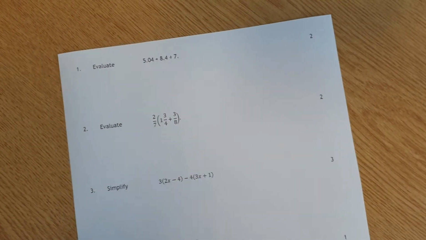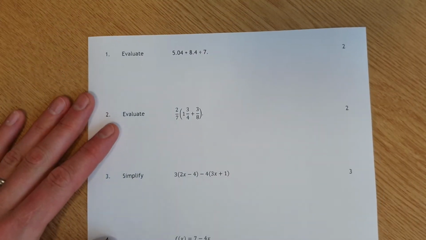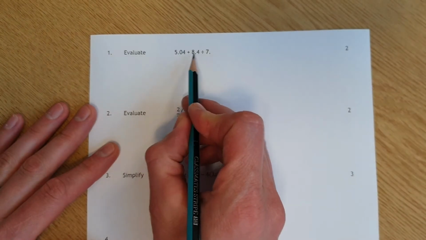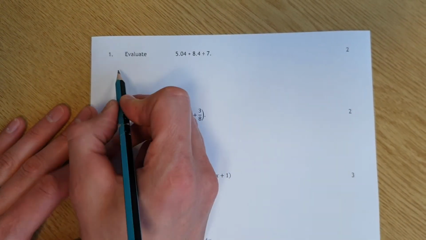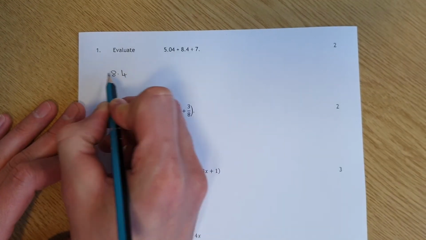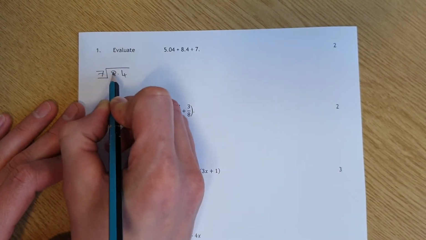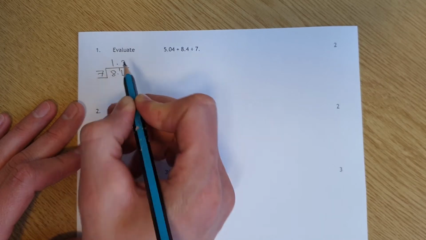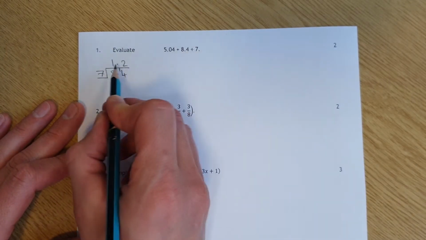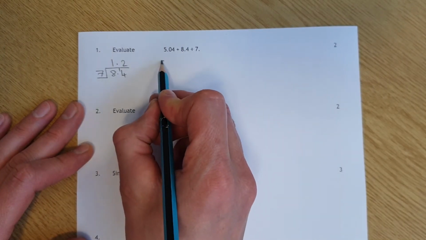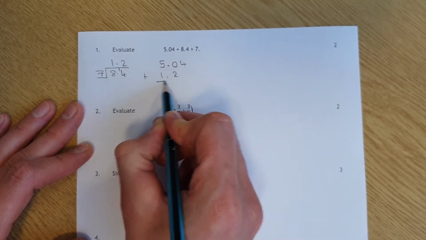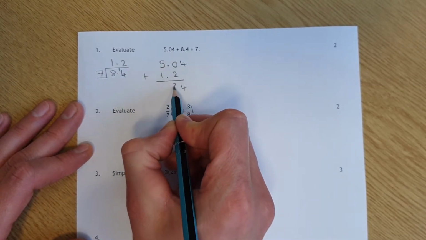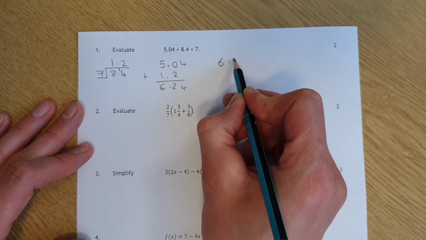In the first question, we're going to use our order of operations. We've got addition and we've got division, so we're going to have to carry out the division first. So 8.4 divided by 7 gives us 1.2. So now we have to do 5.04 plus 1.2. So we get 6.24.